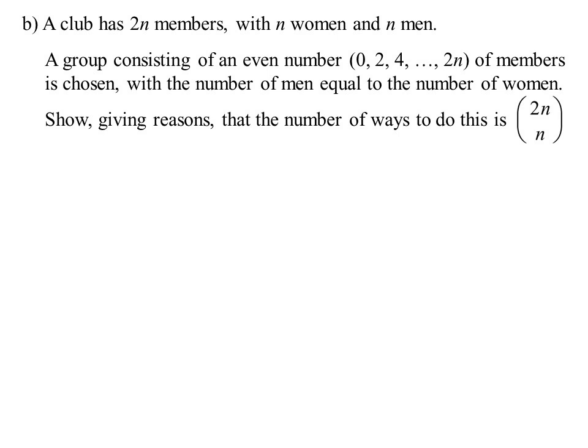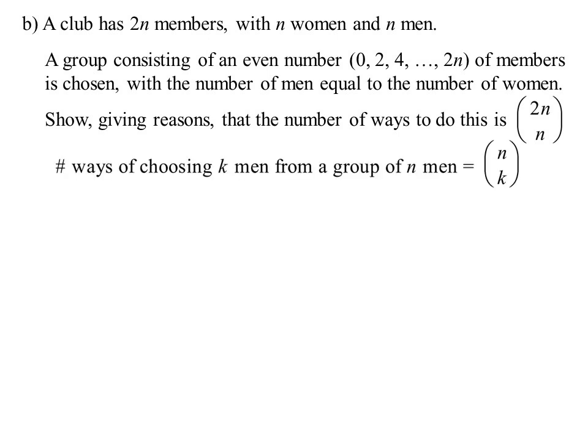We've got a club that has 2n members, n women, n men. So each group will consist of an even number of members then. So 0, 2, 4. Well, could you call 0 members a group? But anyway, that's what they put in the question. 0, 2, 4 up to 2n, and always having an equal number of men and women. Show, giving reasons, that the number of ways of doing that is 2nCn.